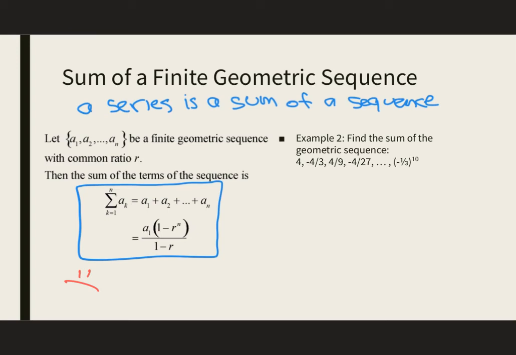Oh, and by the way, there's a little error. There should be a 4 right there. So this is 4 times -1/3 to the 10. So how do we do this? What we need to do is figure out how this relates to the explicit formula for a geometric sequence. And what I see in this expression is that the first term is 4, a sub 1 is 4. And then the r value, the common ratio, is -1/3.